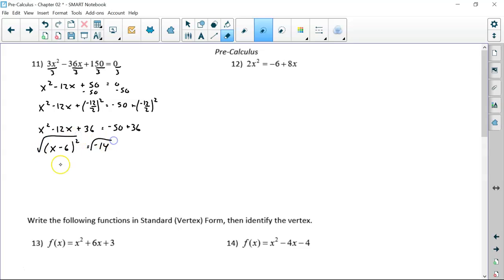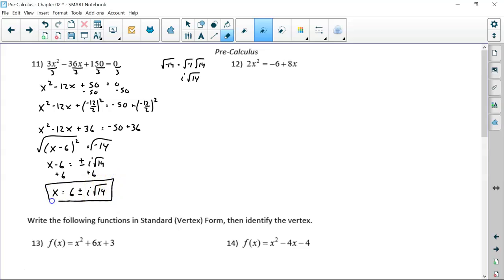Take the square root of both sides. x minus 6 equals plus or minus the square root of negative 14. That's the square root of negative 1 times the square root of 14. If you remember, the square root of negative 1 is i, our imaginary unit. So it's i times the square root of 14. And then we just add 6 to both sides. x equals 6 plus or minus i times the square root of 14. And there it is.